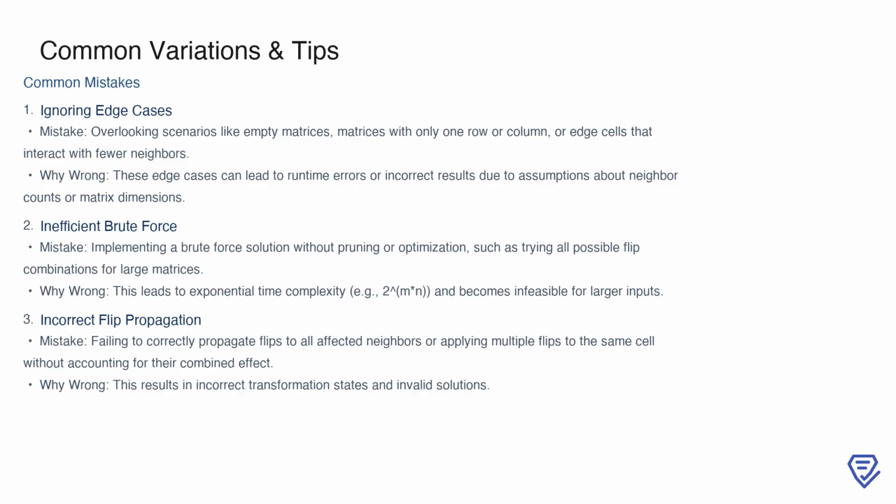Another mistake is relying on an inefficient brute force approach where all possible flip combinations are tried, especially for large matrices. This leads to exponential time complexity, which is impractical as the input size grows. Lastly, incorrect flip propagation is another common pitfall. If you fail to propagate flips correctly to all affected neighbors, or if multiple flips are applied to the same cell without accounting for their combined effect, the matrix state can become invalid, resulting in incorrect solutions.